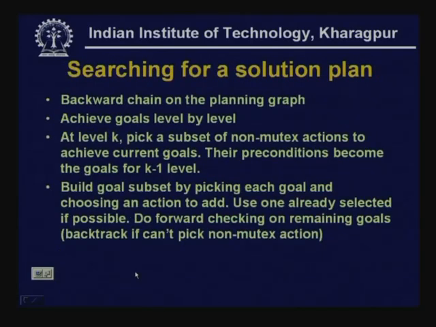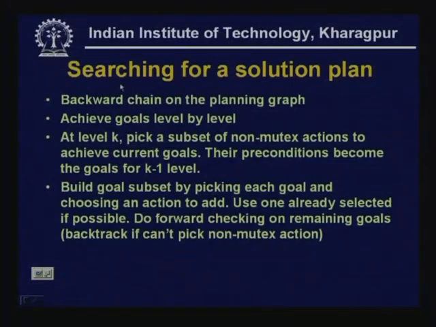Now, once we have got the graph, let us look at how we do solution extraction. For solution extraction, we search for a solution plan by backward chaining on the planning graph. We first start at the last level of the planning graph where the goals are present, and we try to achieve goals level by level.